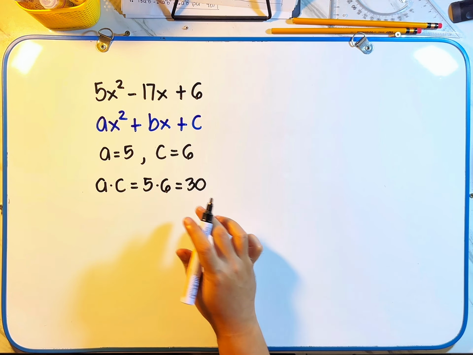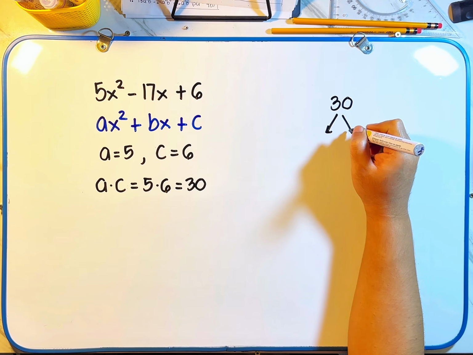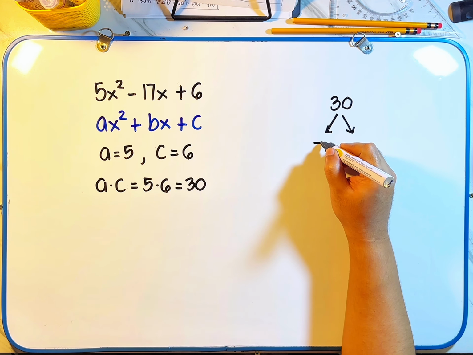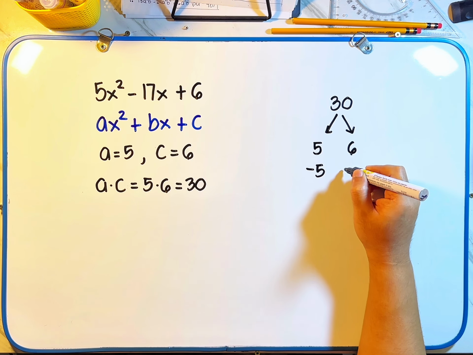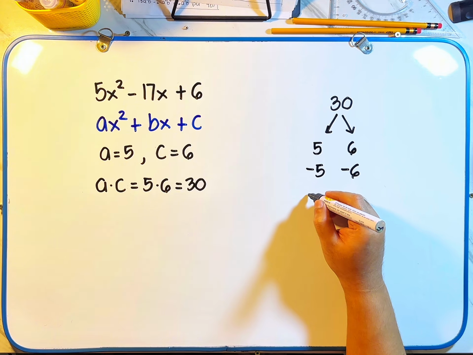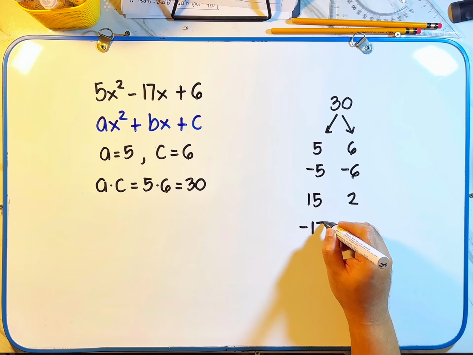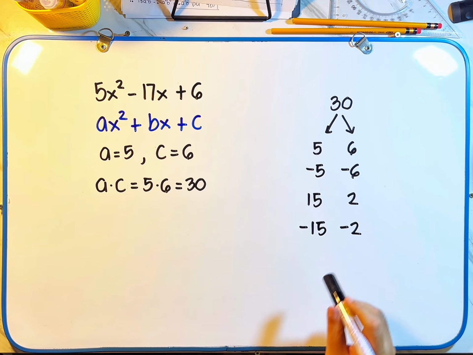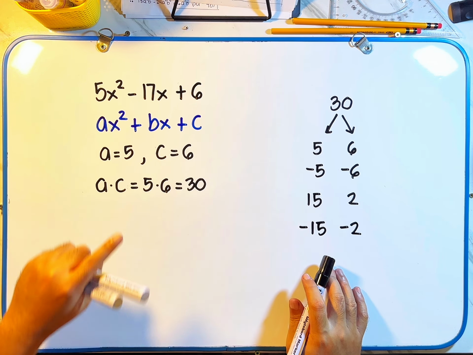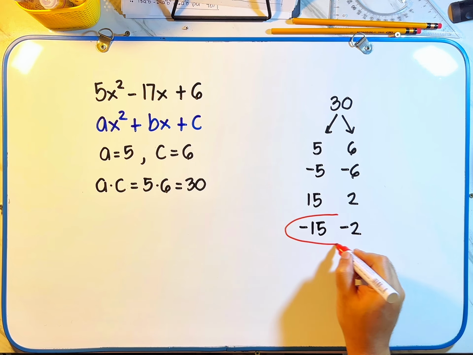Now, we need this 30. Let us write down all of the factors of 30: 5 times 6, negative 5 times negative 6, 15 times 2, negative 15 times negative 2. And among these factors, which of them has a sum of negative 17? That is negative 15 and negative 2.